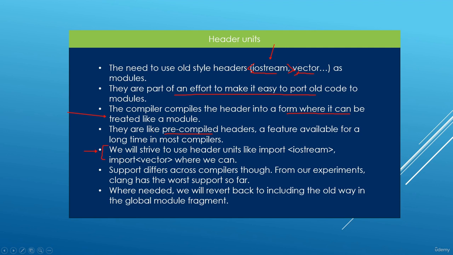In this chapter, we will try to use the import keyword as much as we can, but sometimes that's not going to be possible because compiler support isn't there yet for C++20 modules, and you will see what we can achieve. The goal I have here in this chapter is to be able to compile the same code across all compilers. That means that sometimes we will avoid the good module practices to try and comply with what the weakest of our compilers support. So we will see more of this as we progress. Don't worry if this is not making sense yet. And where needed, we will revert back to including the old way in the global module fragment.